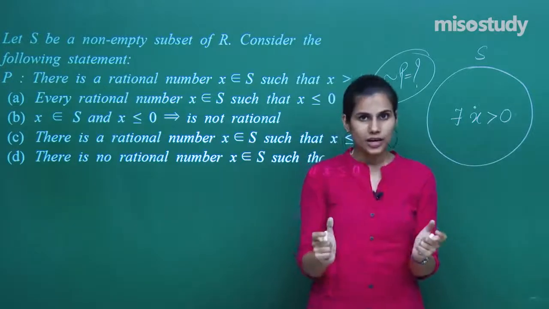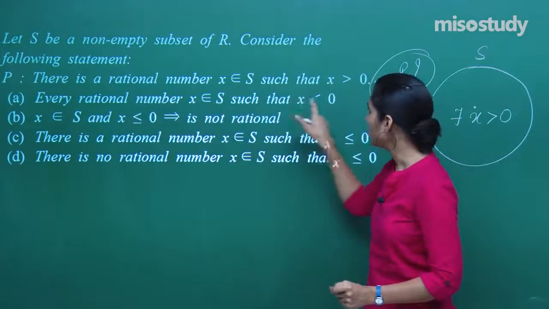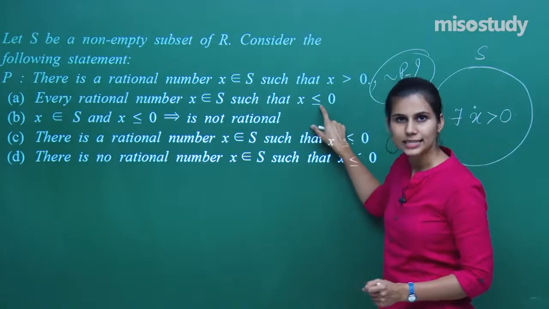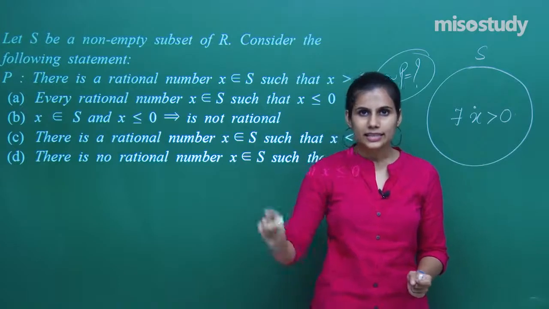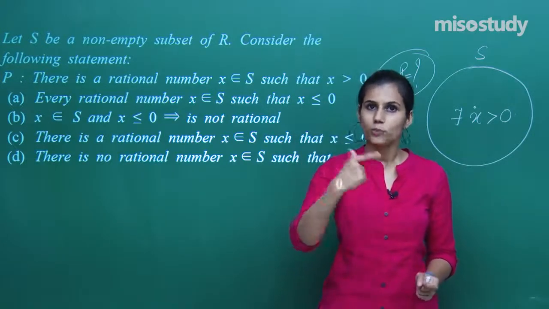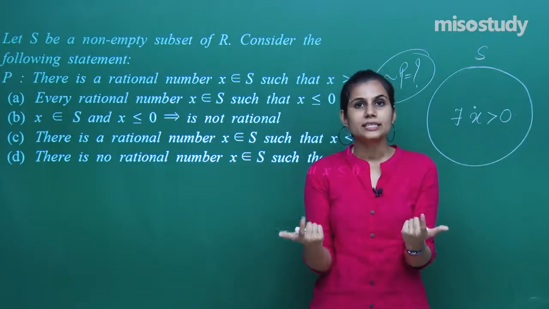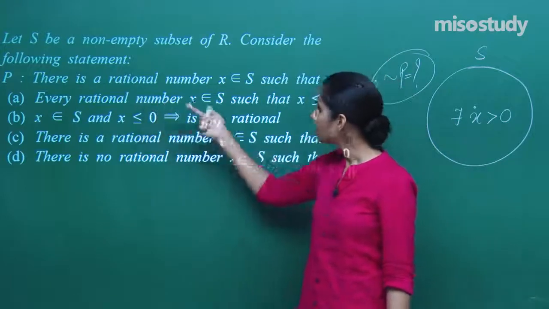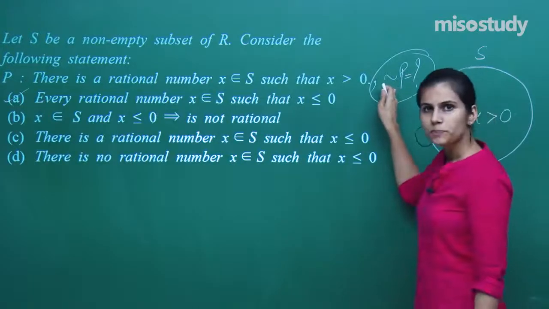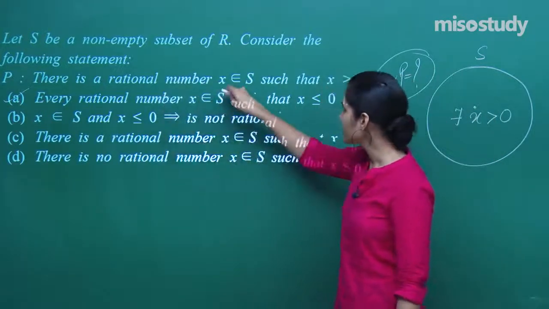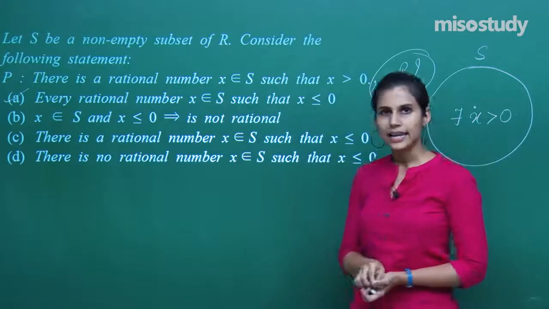That means all points which are in S are not positive. None of them is positive. That means this is less than or equal to 0. They are negative, not non-negative, negative. So what I am trying to say is, if the statement is saying that inside the set S there is a point which is positive, its negation is there is no point like that which is positive. That means any point you take in S, it is negative, or I can say every rational number in S is negative. So the negation of P, where P is there is a rational number x in S such that x is positive, is what? Every rational number x in S is negative.